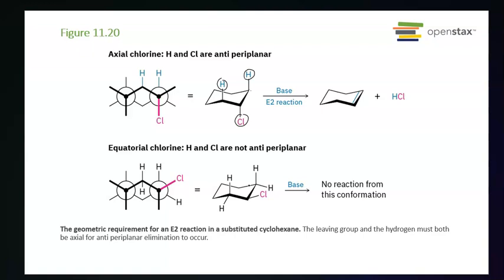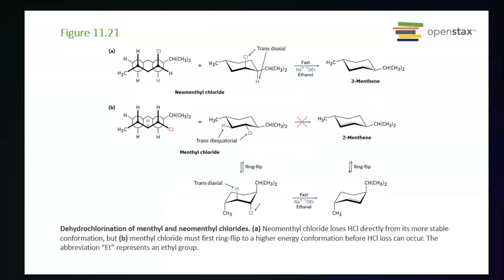But in this case, we are saying that if the chlorine was in the equatorial position, now this chlorine is in the axial position. However, if the chlorine was in the equatorial position, no reaction is seen in this conformation, because the chlorine is not anti-periplanar with the hydrogen atom. Okay? So it looks like you need to have the axial positions for the leaving group and the beta hydrogen atom in order to form the product for an E2 elimination reaction.